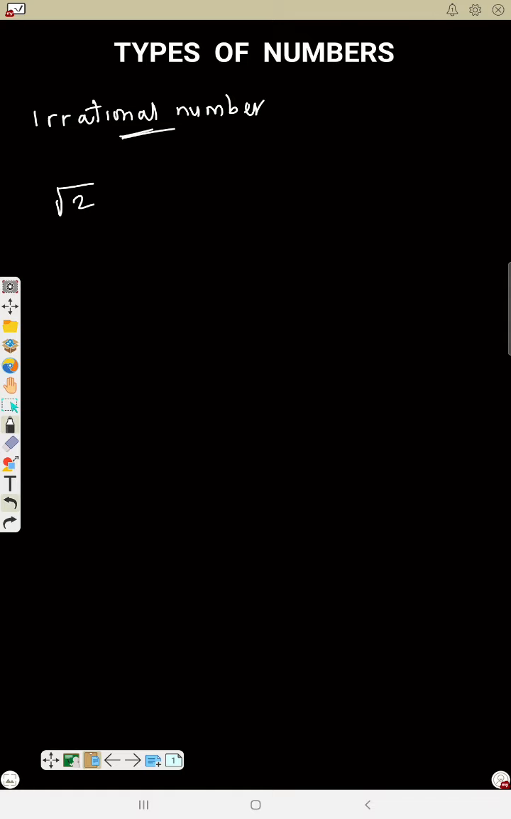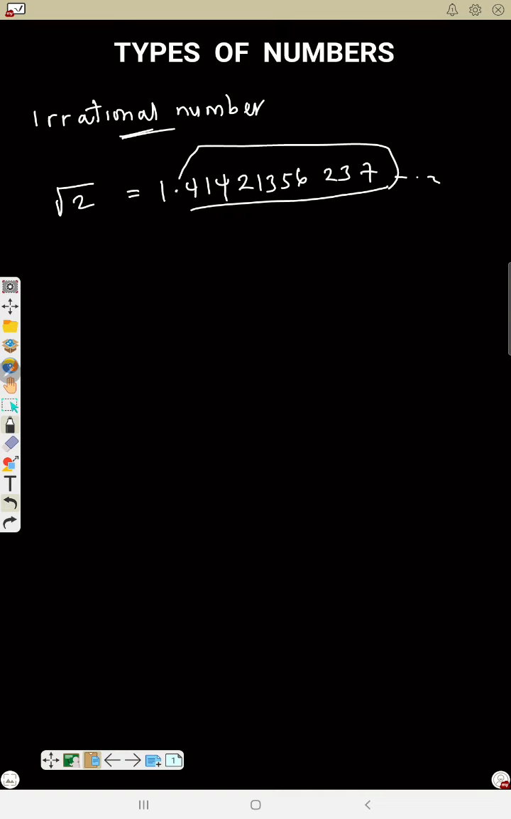For example, if you press the square root of 2 in your calculator, what do you notice? You will see the square root of 2 is 1.41421356237. It will continue, but you will notice that all these numbers are not repeating. It's just different throughout. So root 3 also, you follow the trend.